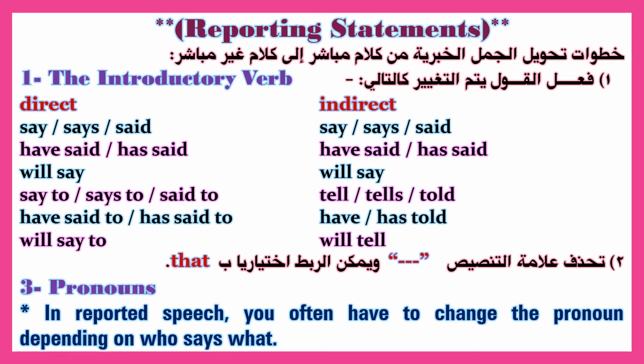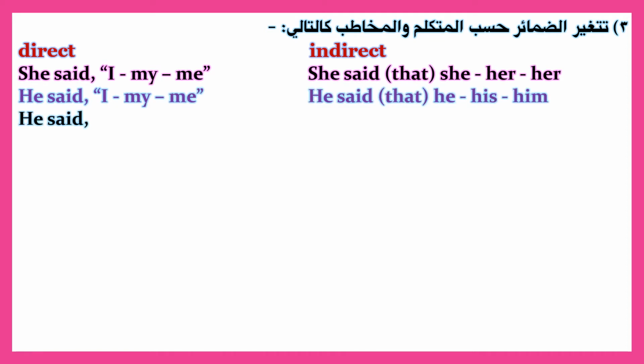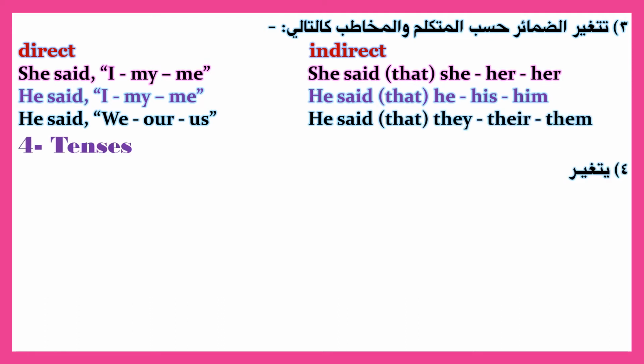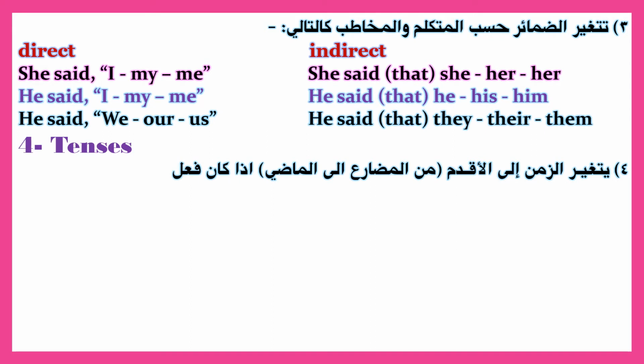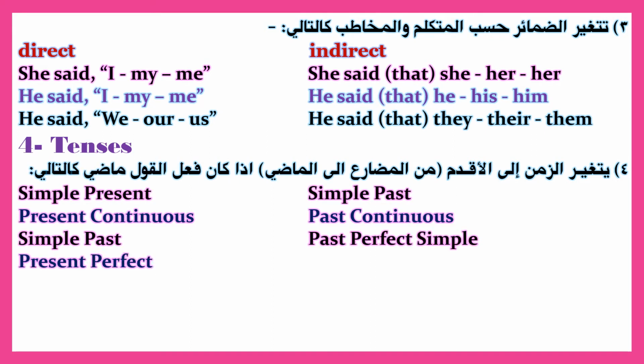3. Pronouns. In reported speech, you often have to change the pronoun depending on who says what. Direct: She said, I, my, me. Indirect: She said that she, her, her. Direct: He said, I, my, me. Indirect: He said that he, his, him. Direct: He said, we, our, us. Indirect: He said that they, their, them.